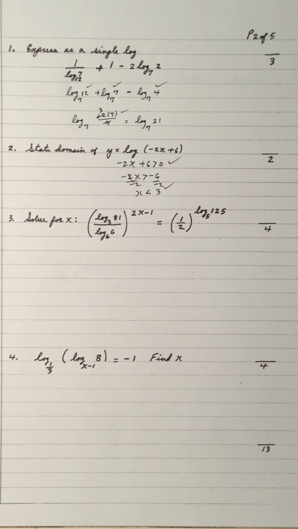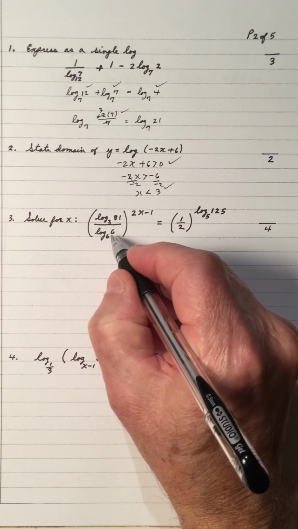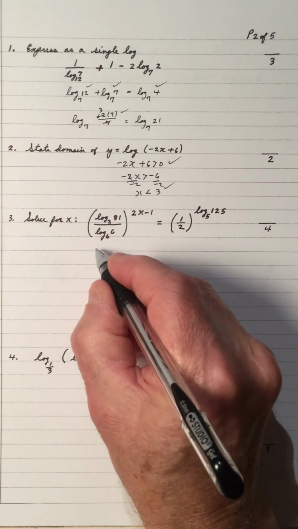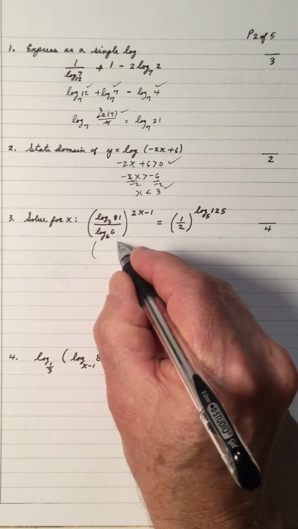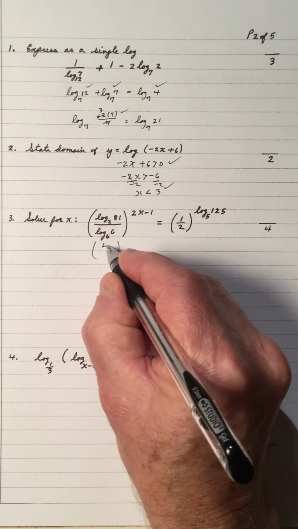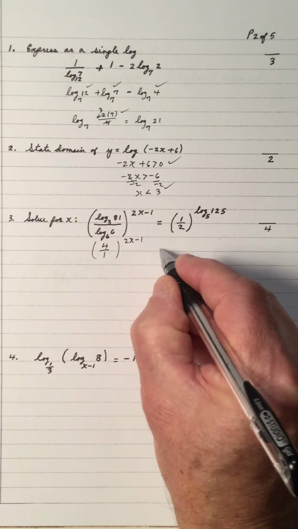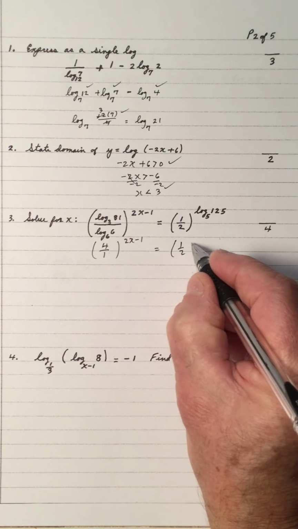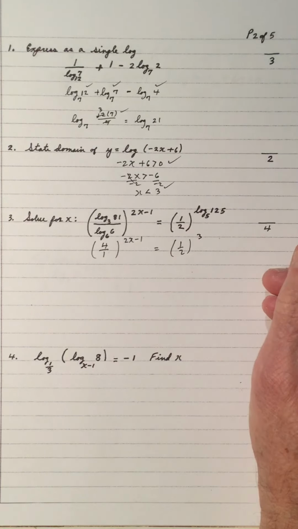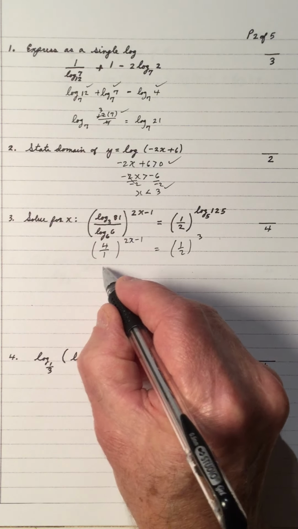Number 3, solve for x. So we have the log of 81 base 3, the log of 6 base 6, and the log of 125 base 5. So we can ask: what power of 3 gives you 81? That's a 4. What power of 6 gives you 6? That's a 1. And 1/2. And what power of 5 gives you 125? The answer is 3. And now we simplify these. So that's a 4 and a 1/2.